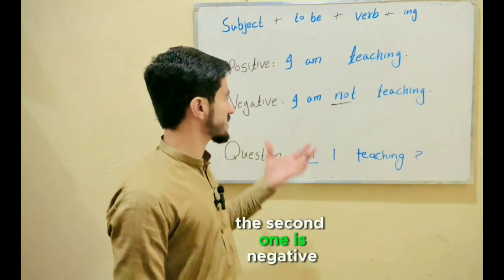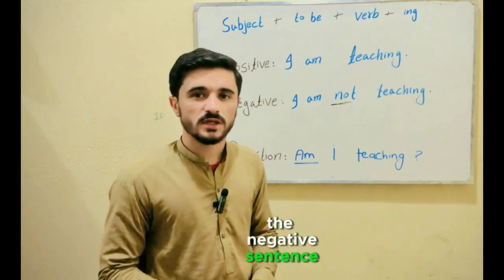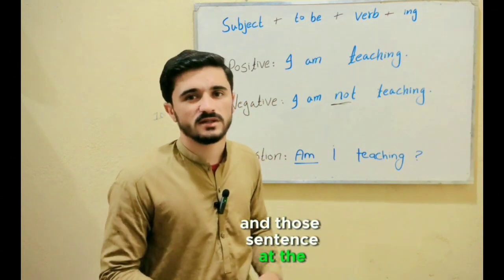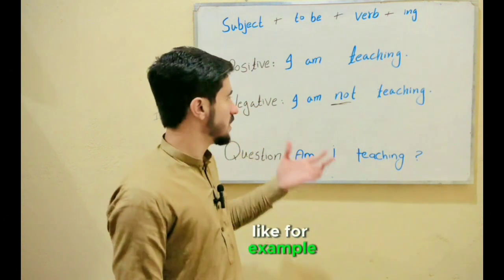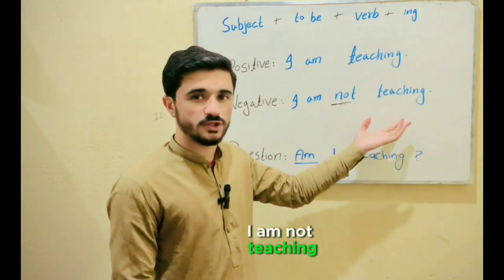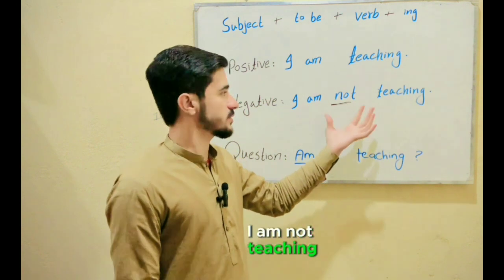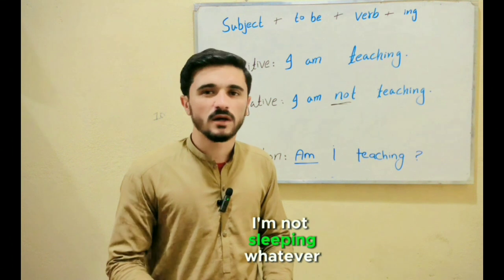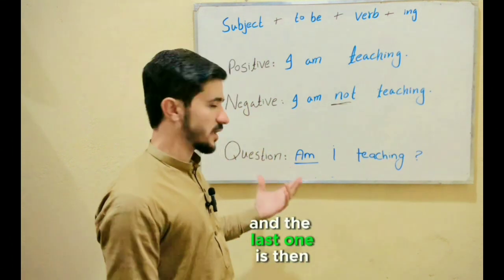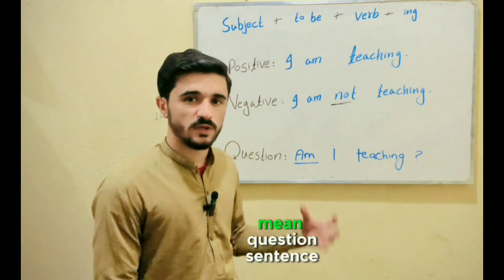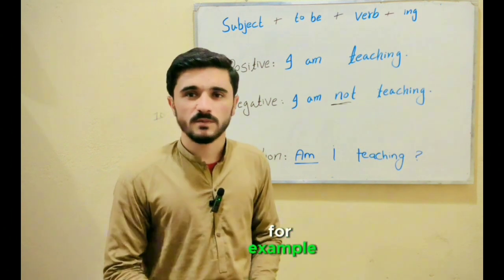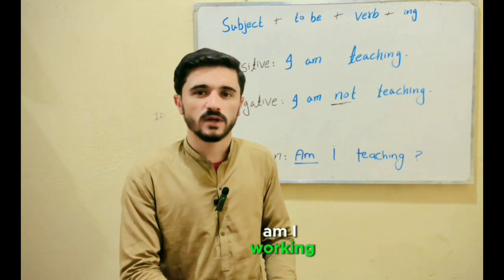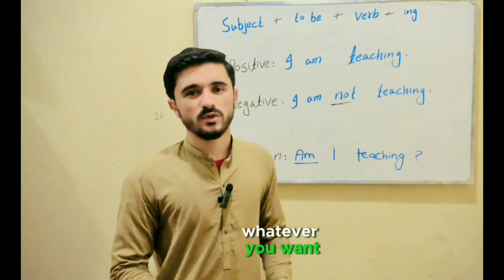The second one is negative. In the negative sentence we just add not in the same sentence. For example, I am not teaching, so I just add not. I'm not teaching, I'm not sleeping, whatever. And the last one is the interrogative sentence, meaning question sentence. For example, am I teaching, am I sleeping, am I working, am I studying, whatever you want to make a sentence.